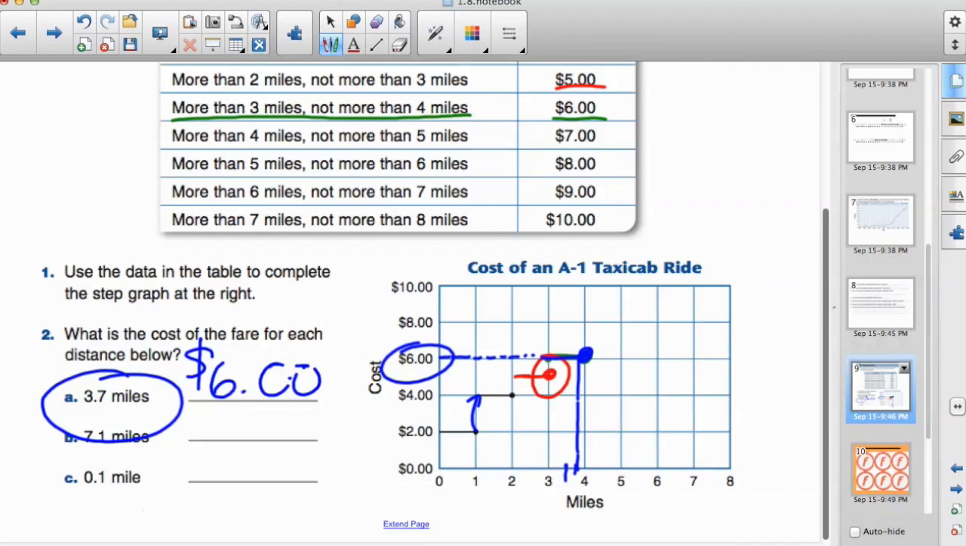Hopefully you're more comfortable working with step graphs. I want to wish you guys best of luck.